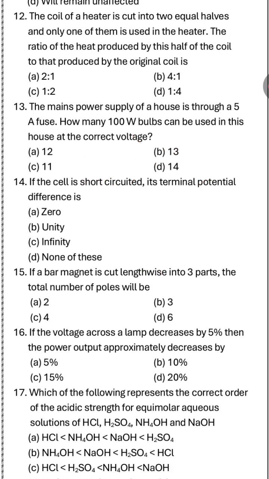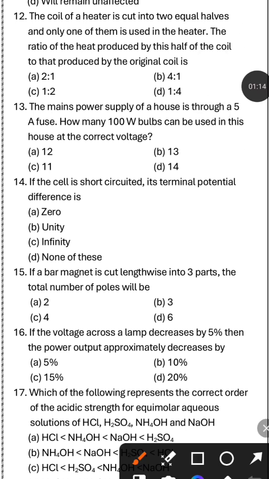Now let's move to question number 14. If the cell is short circuited, it means that we have connected plus with minus, therefore there will be no potential difference at all and it will become 0. Correct option is A. Question number 15. If we cut a bar magnet into 3 pieces, then each piece will have a south pole and a north pole. Therefore total number of poles will be 6.